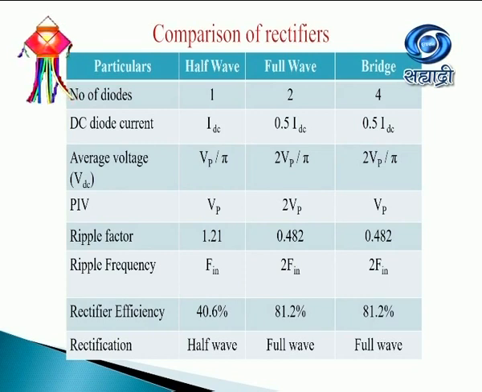Ripple factor: in half wave it is 1.21, in full wave it is 0.482, in bridge it is 0.482. Ripple frequency: Fin in half wave, in full wave it is 2Fin, in bridge it is 2Fin. Rectifier efficiency: in half wave it is 40.6%, in full wave it is 81.2%, in bridge it is 81.2%. Rectification: half wave rectifier rectifies only one half wave, full wave rectifier rectifies full wave, and bridge also rectifies full wave.